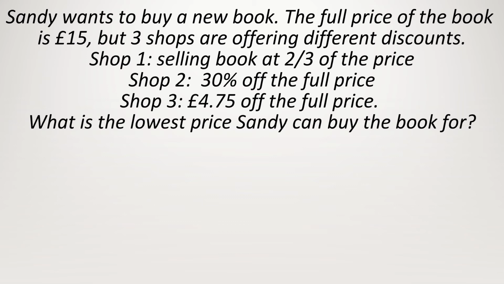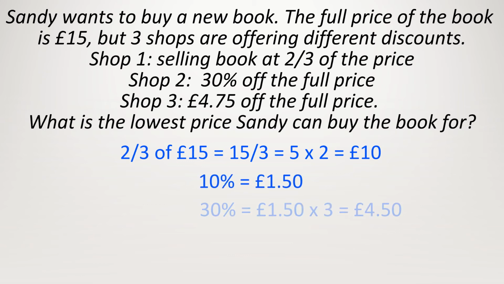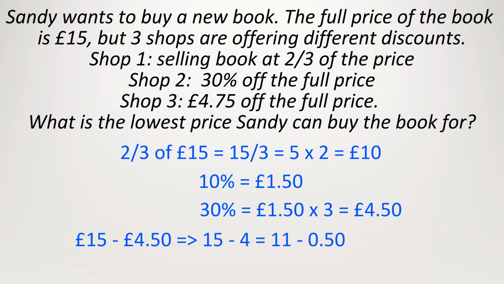So let's work out 2/3 of £15. 15 divided 3 equals 5, times 2, the top number, equals £10. Second shop is 30% off the full price. So 10% equals £1.50. 30% equals £1.50 times 3 equals £4.50, but it says off, so you take it off. £15 minus £4.50 equals what? 15 minus 4 equals 11, and then minus 50p equals £10.50.